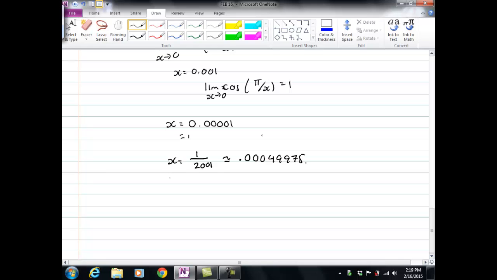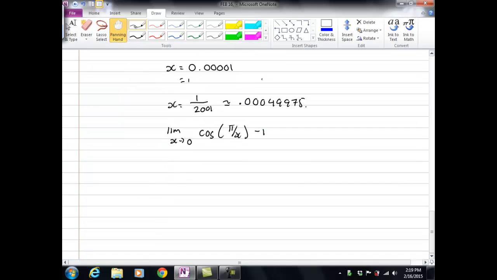And if I do that, your limit as x approaches 0 for this cos pi over x, you would get -1. The problem now is, what's the right answer? If I use this tiny number, I get 1. If I use another tiny number, I get -1. So in this case, this is one of those odd ones. There is no limit for this function.